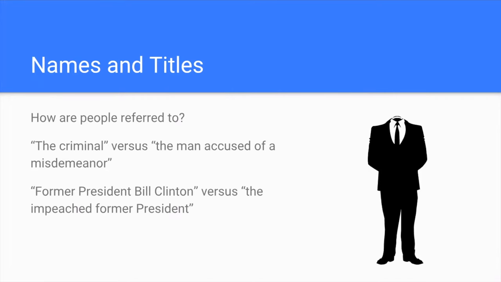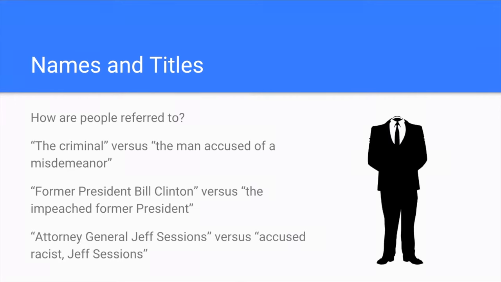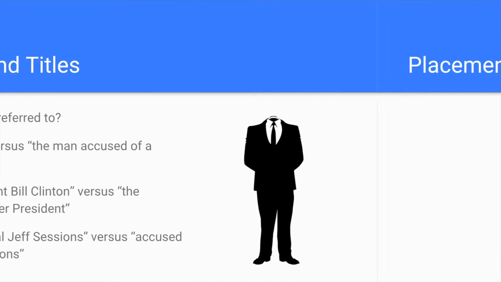Former President Bill Clinton is an objective description. Versus the impeached former president, while still a fact, referring to him in that way is a much more negative opinion of the subject. That choice could sway our opinion if we're not careful. Same with this, the intentional choice to refer to someone in a specific way is designed to change our opinion, so we need to be paying attention to how people are referred to and what they're called.